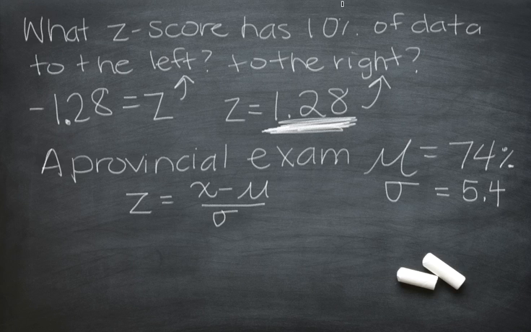And now, first thing we're going to do is plug in the values. So our Z value is 1.28, so we put 1.28 over here. We don't know x. We're trying to figure out how much we need to get on this test, so we'll just leave that as x. Our mean is 74. And again, our sigma is 5.4. Now, to solve this, remember we want to work backwards.